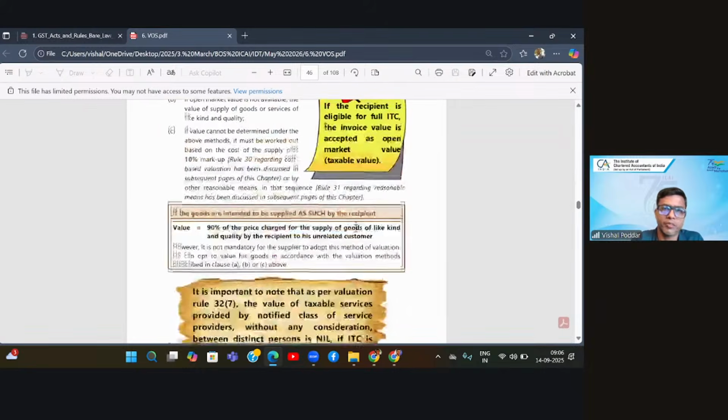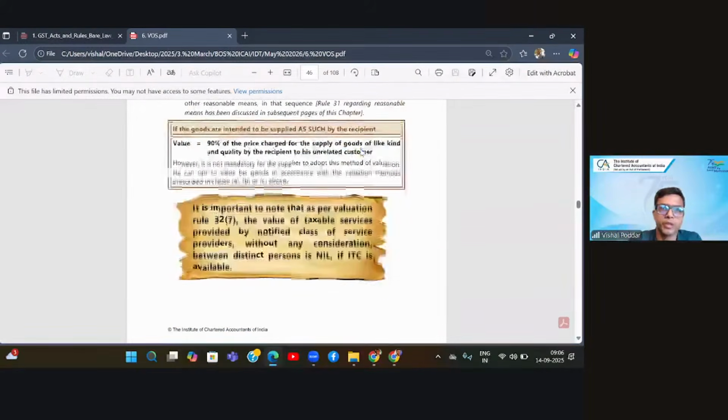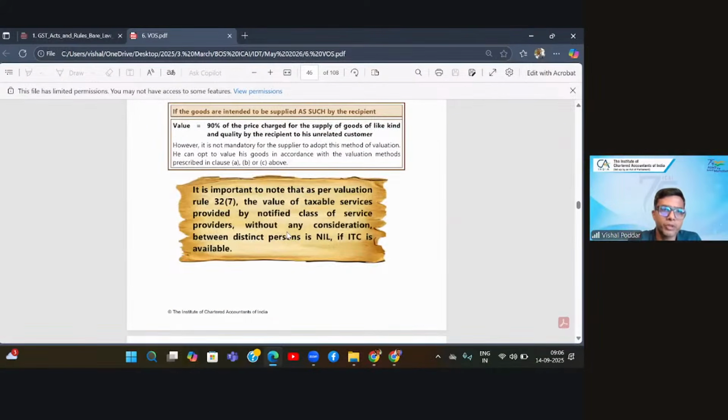So this is what is in consonance with this exception, that where I am charging even nil value, that is no value. But when will this be accepted? Where my recipient, who is my distinct person, is eligible for full ITC. So even if I charge nil, it will be accepted. Now, where is this applicable? Let me give an example.